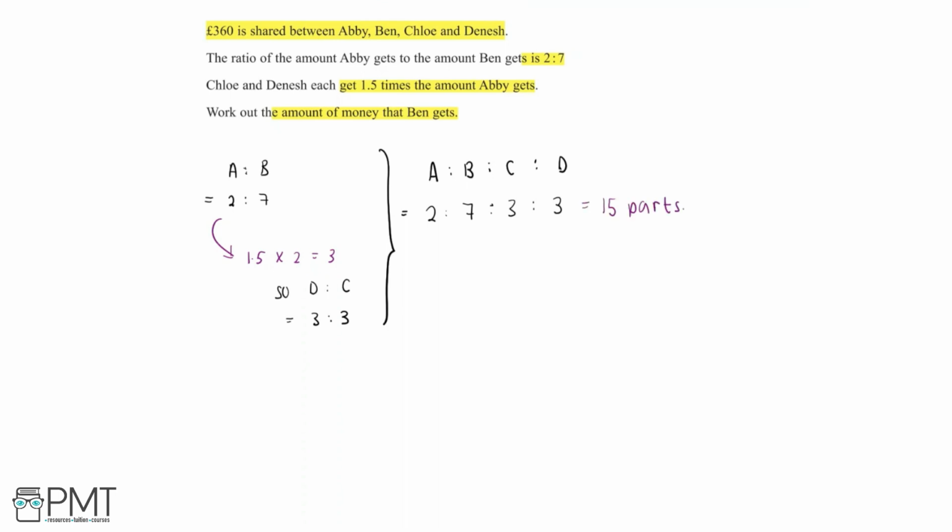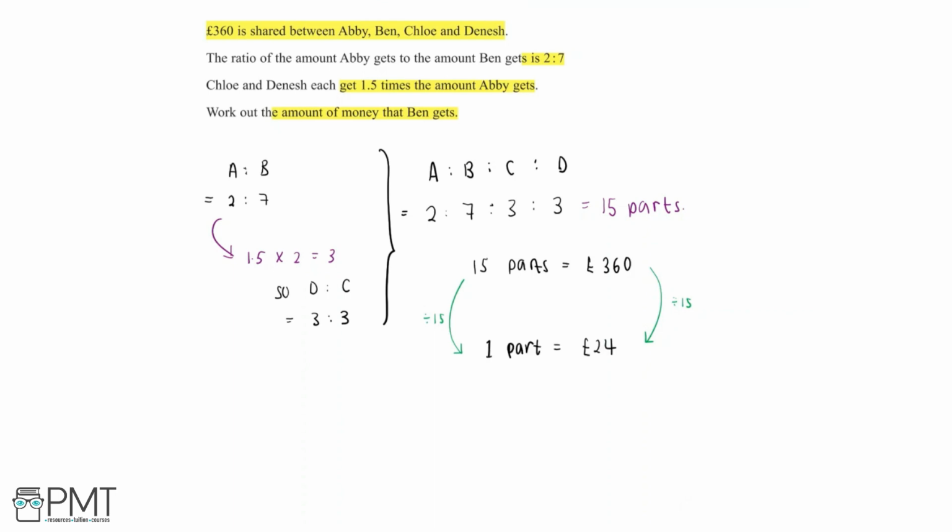Now since we're told that £360 is shared between the 4 people, we know that 15 parts equal £360. And so using this information, we want to find how much one part is worth, and so we can divide both sides by 15. 360 divided by 15 is equal to 24, and so one part is equal to £24.